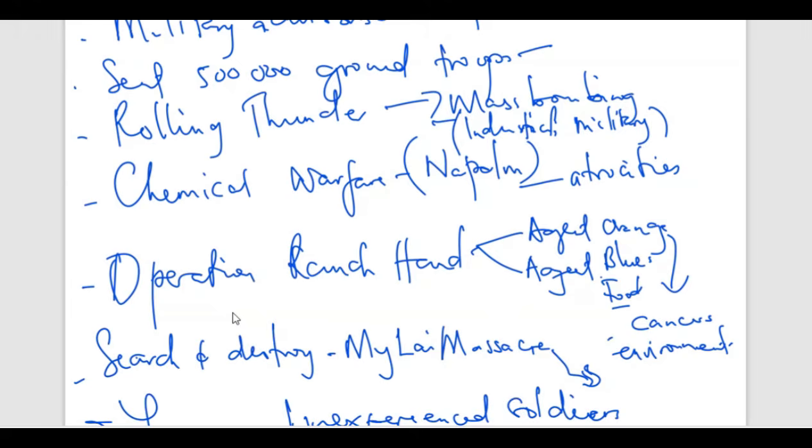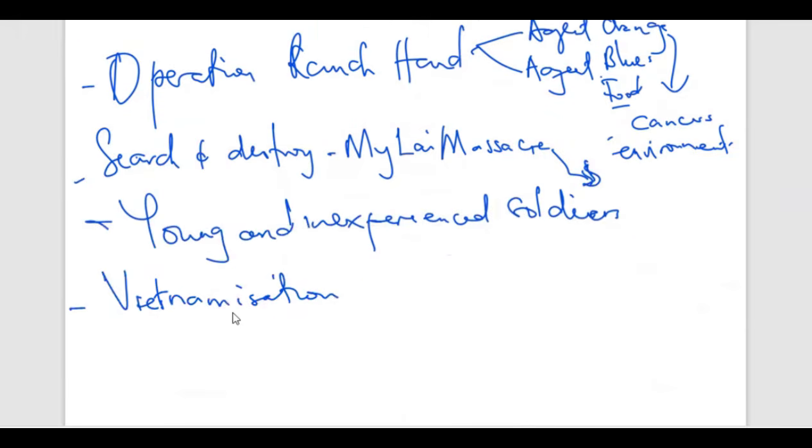They would try to search for the enemy and destroy the enemy as the operation suggested. However, it was failing. Still, they could not identify who their enemy was. And at the end, they ended up getting involved in what was called the My Lai massacre.